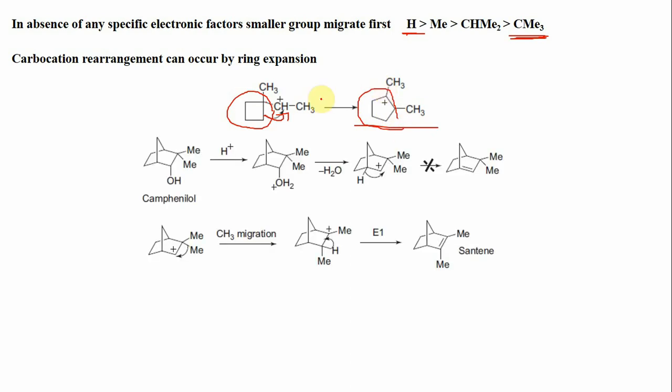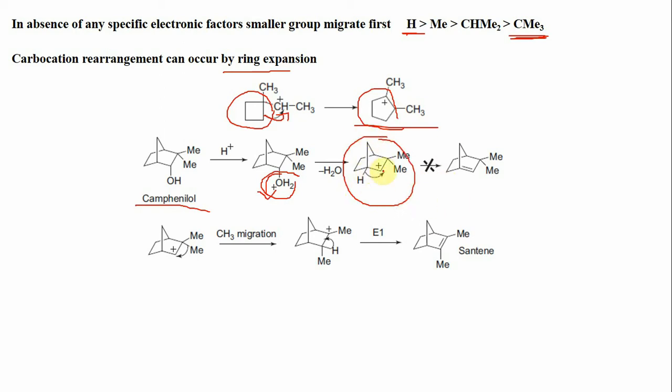So let's take an example of rearrangement reactions by ring expansion. For example, in this case of camphenol, when it is treated with H plus ion, it initially results in the formation of OH2 positive ion, which leaves as a water molecule to generate this secondary carbocation. Now here in this secondary carbocation, rearrangement can occur in two ways.